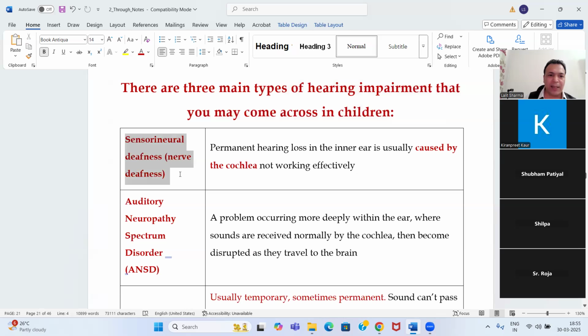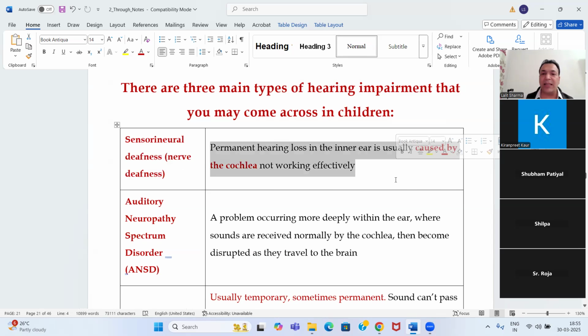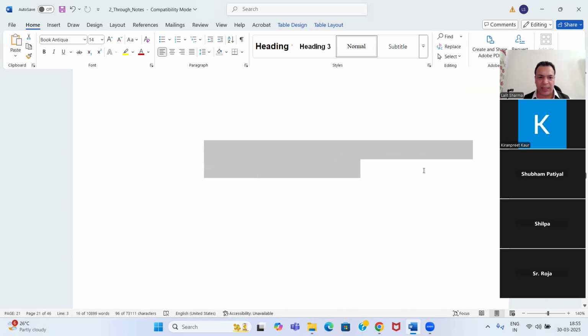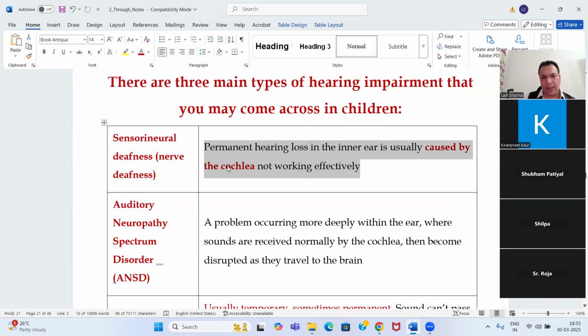sensorineural deafness. This is called nerve deafness. Basically it is a permanent hearing loss in the inner ear, usually caused by the hair cells not working effectively.